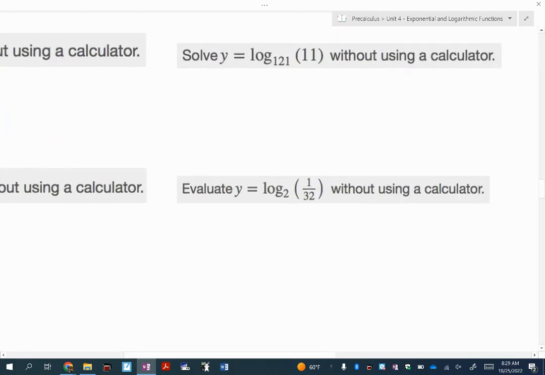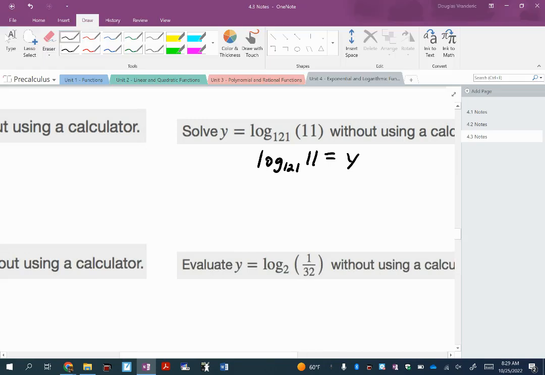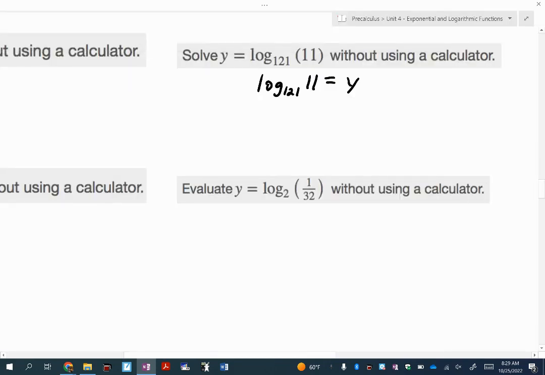Okay, let's try this one. Again, I'm going to rewrite it. You don't have to. So log base 121 of 11 equals our answer y. Let's swoop it: 121 to some power y equals 11. Now this one could be a little tricky.